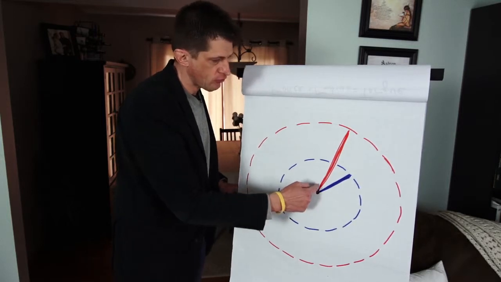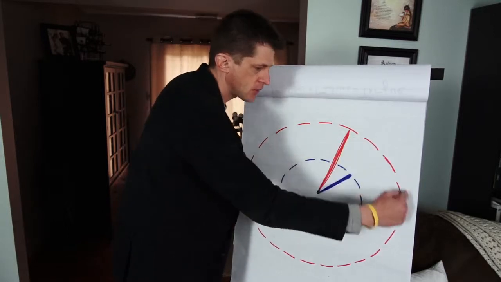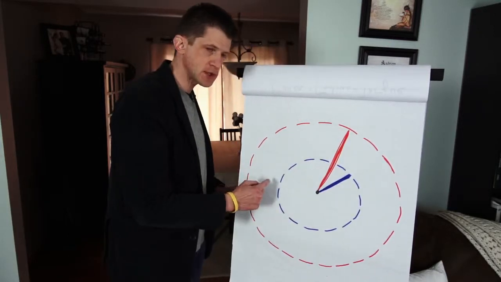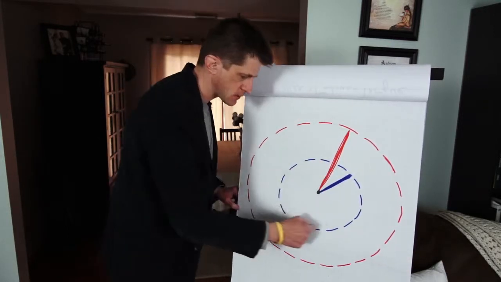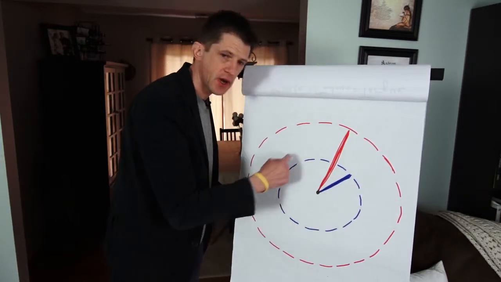So if this red line is twice as long as the blue line, then the distance around this red circle is twice as long as the distance around this blue circle. We'll say this is 50 inches around. We'll say this is 25 inches around.